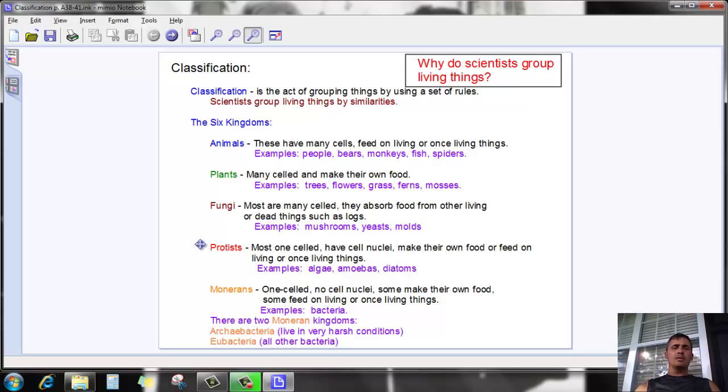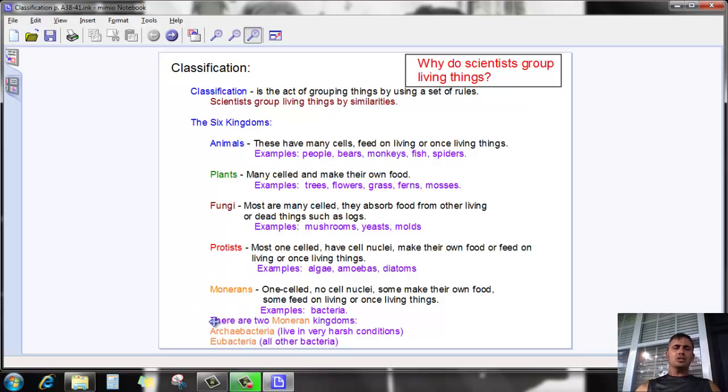Now, after that, we're going to be talking about microscopic creatures. And when I say microscopic, I mean you can't see them with your eye at all. You can only see them through a microscope, something that can look at these microscopic creatures. And the reason is that the protists and the two monaran kingdoms, the archaebacteria and the eubacteria, are all only made up of one single cell each. And so they're really, really small. You could never see them with your eye. So the protists are one-celled, and both the archaebacteria and the eubacteria are also one-celled.